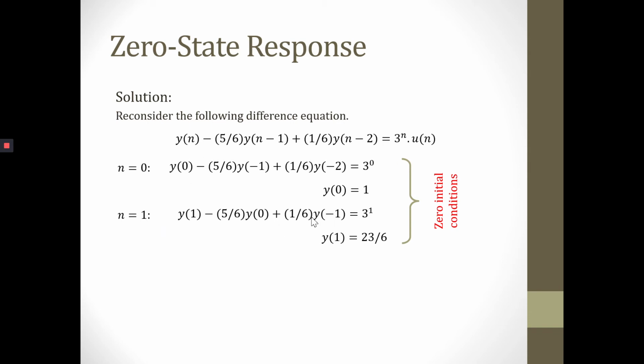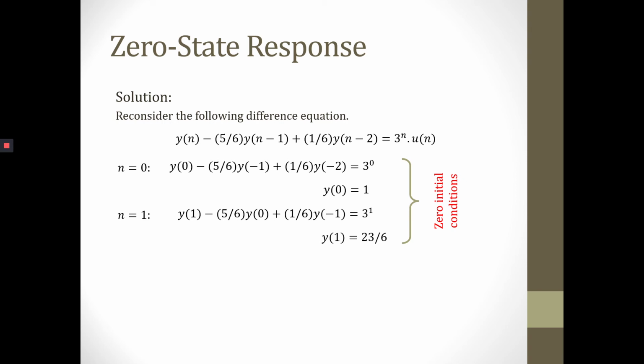Again, the initial condition y(-1) is equal to 0. We want to determine y(1), and we can use the y(0) determined previously. So now we can determine that y(1) is equal to 23 over 6.